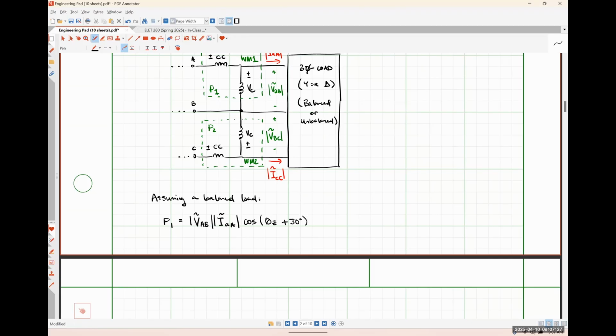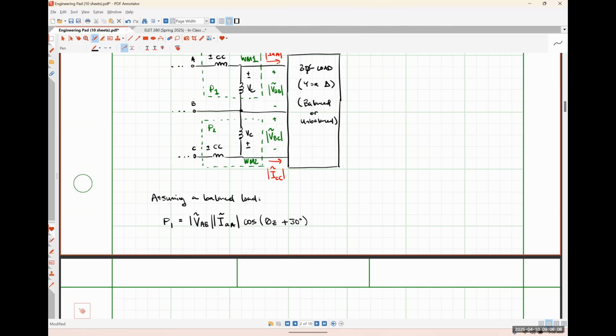So I'd like to talk about where this plus 30 degrees bit comes from, okay? So essentially this plus 30 degree bit comes from the fact that if my load is connected in Y, then the voltage VAB there is 30 degrees out of phase with the actual voltage drop across that phase of my load, right? Because we know that to go from that phase voltage VAN to line voltage VAB is multiplying by √3 angle 30.